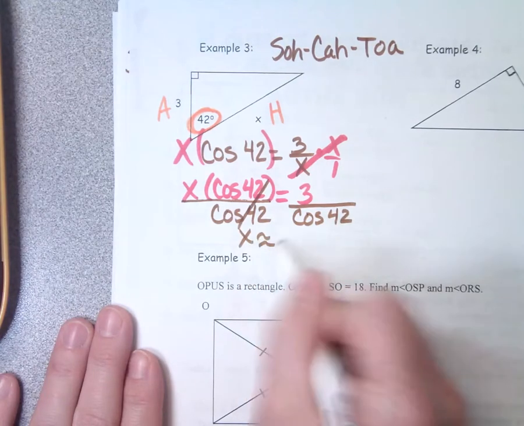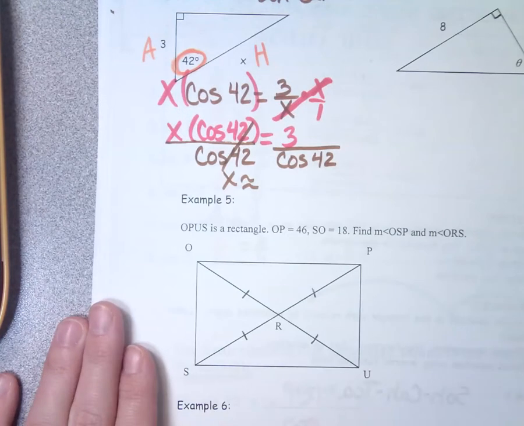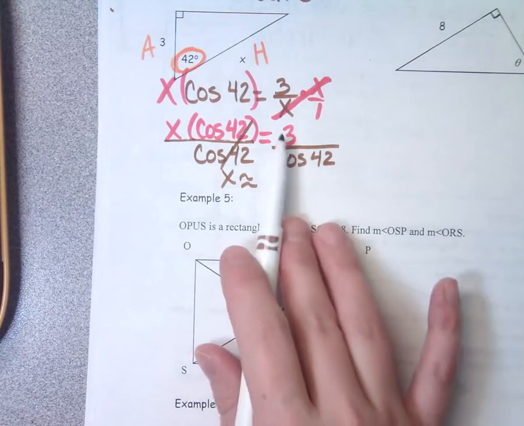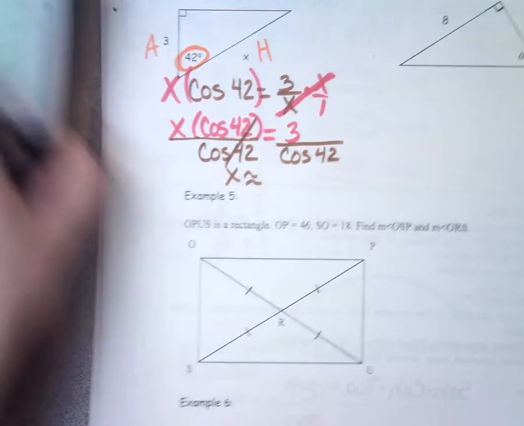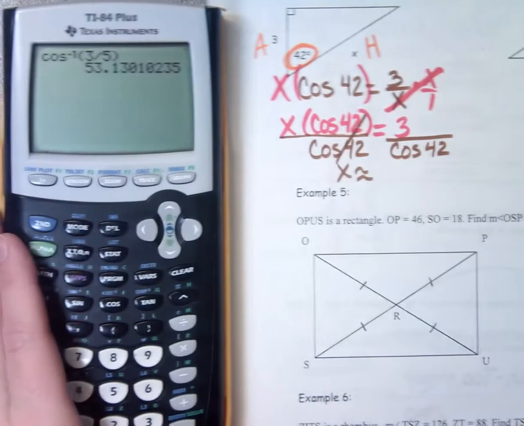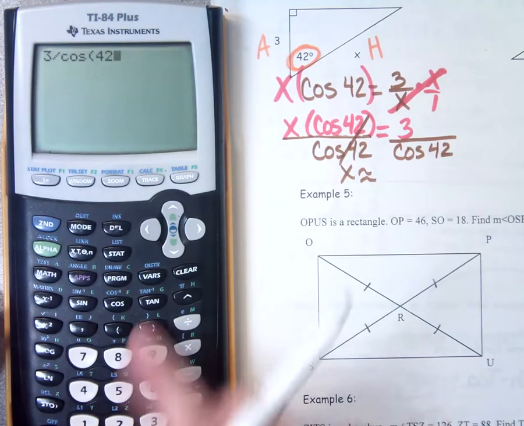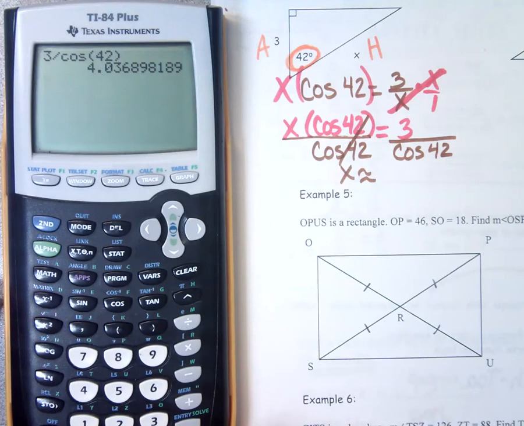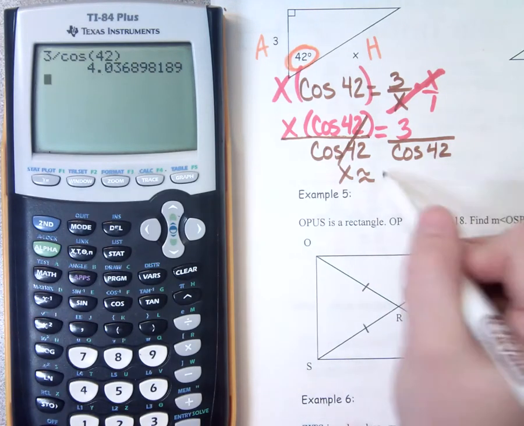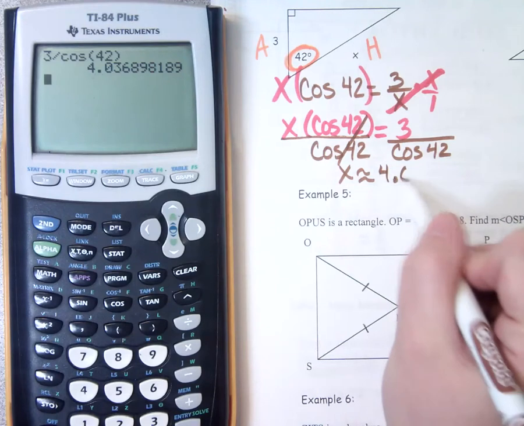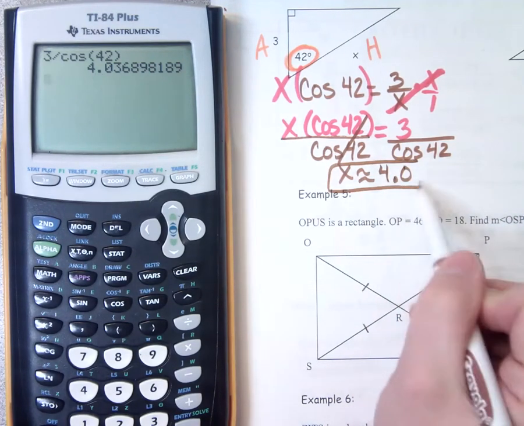And now it's calculator time. So in my calculator, I just would put in 3 divided by cosine of 42. So let's try that. 3 divided by cosine of 42. And did you get something that looked like that? So it's about 4.0 if I round to the nearest tenths.